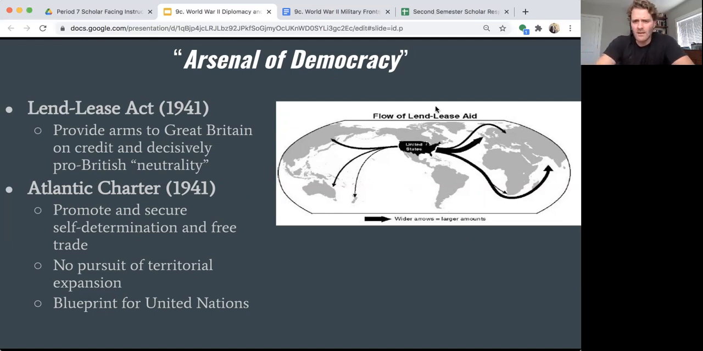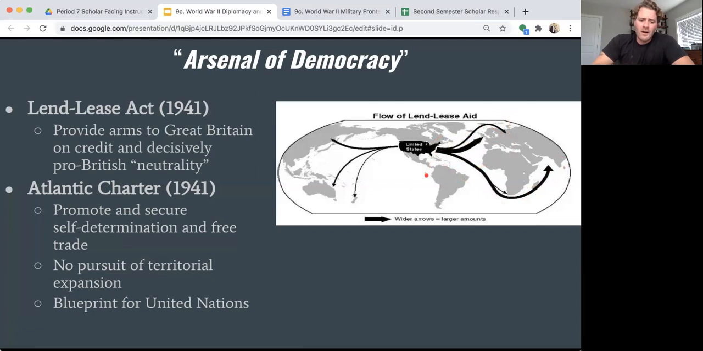We see this awesome map, which shows where Lend-Lease aid is going, right? The wider the arrow, the more aid, the more resources, right? We see some going to China, Australia, New Zealand, that are trying to fend off Japanese expansionism in the Pacific. We see some going to Northern Europe and to the Soviet Union eventually. It's not till later though, as well as some here to India and South Africa. But the vast majority of aid, the biggest arrow by far, is going to England.